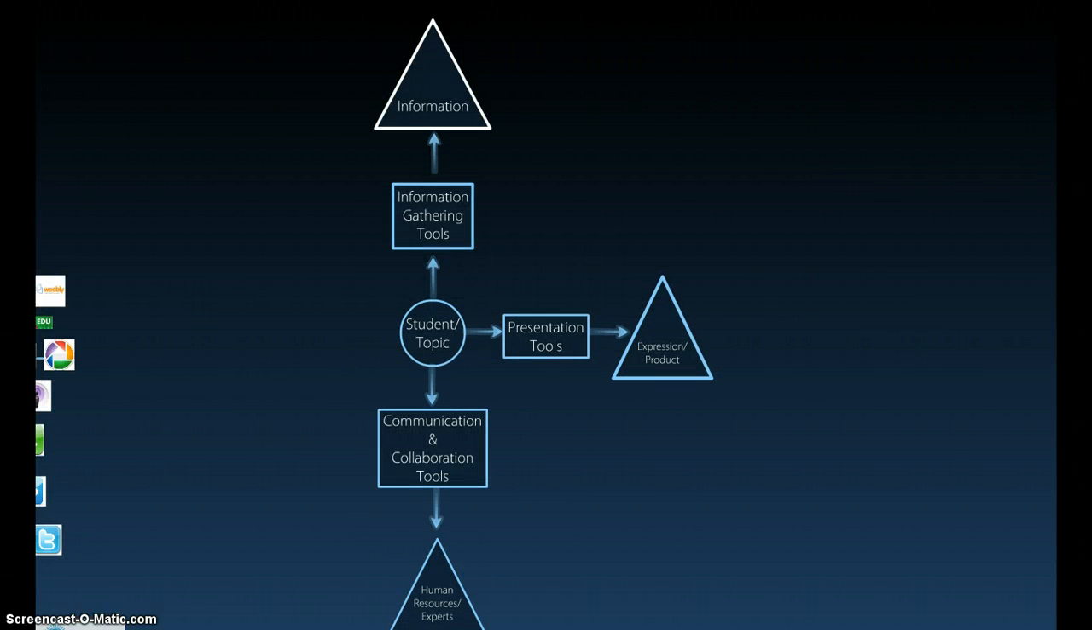So here's a diagram to show you the basic idea. We want students to connect with information sources, and so to get there we have to teach them about information gathering tools. We also want them to connect with people that know about the topic that they're interested in, and so we introduce them to various communication tools and collaboration tools for that purpose. And finally, once they've gathered a bunch of information together, we want them to be able to tell others about it in some way, and so expressing what they've learned through some sort of a product or presentation, and they need presentation tools for that.